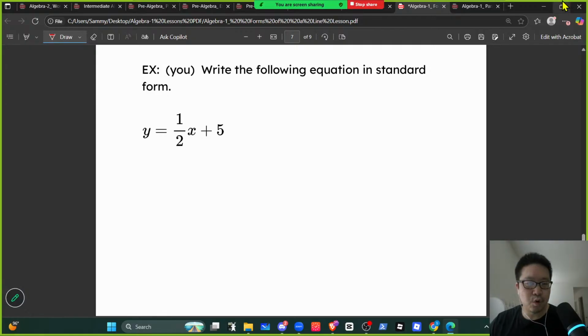Okay, your turn. Write the following equation in standard form and let me know when you're done. It's y equals 1/2 x plus 5. I'm done.